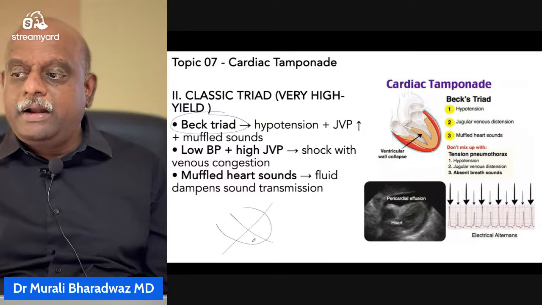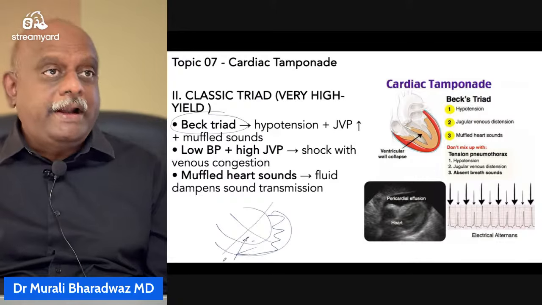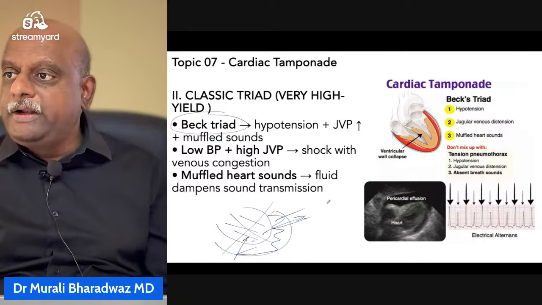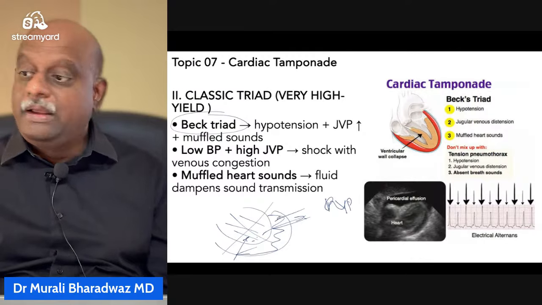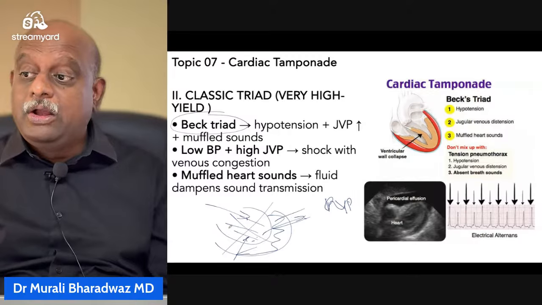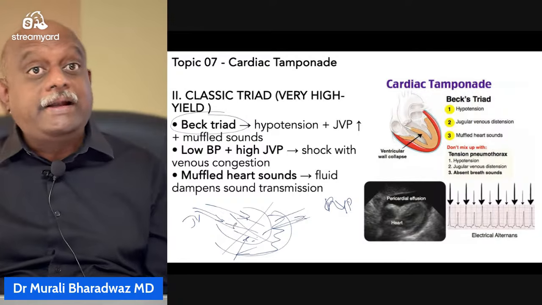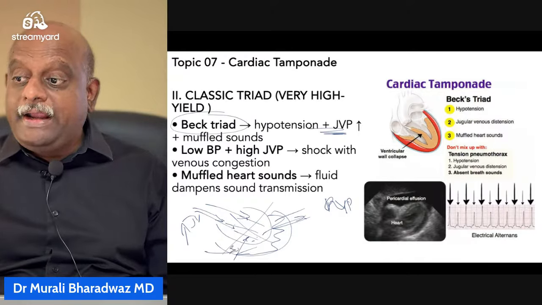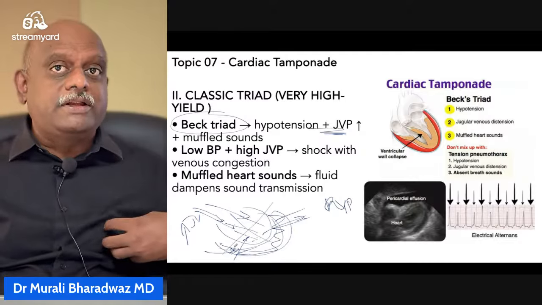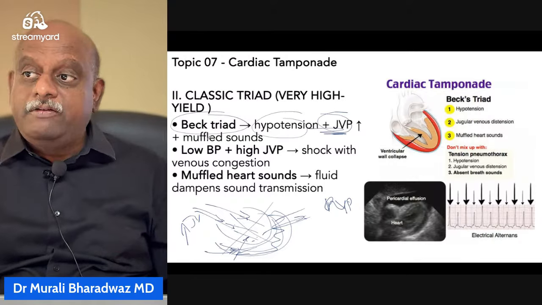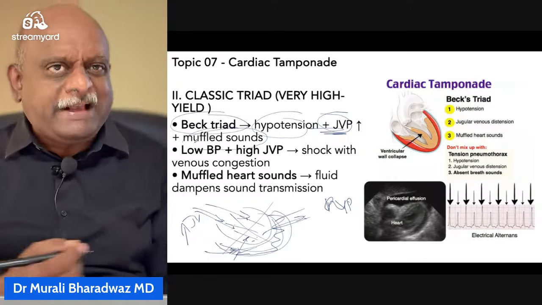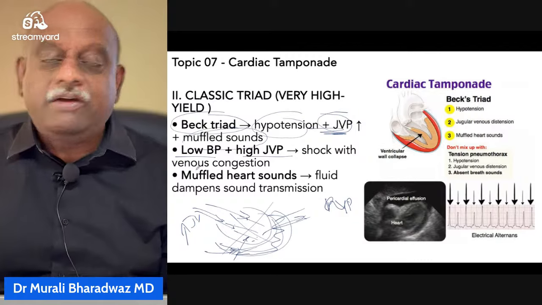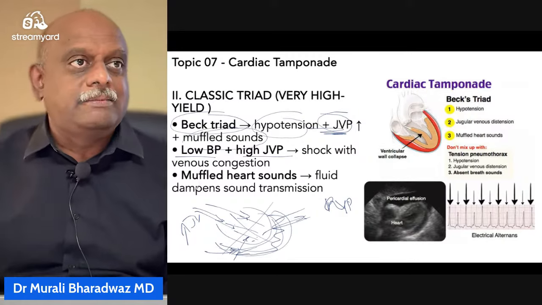Because of the pericardial tamponading effect, the ventricles got collapsed, that decreased the cardiac output, leading to the hypotension. And because the filling is not happening, all the blood coming from the jugular vein could not enter into the right atrium, the jugular venous pressure is elevated. And when you are trying to auscultate, because of this fluid, there is a muffling of the sounds. So hypotension plus elevated JVP with the muffled sounds is equivalent to the Beck's triad, is what you need to remember. So there is a low BP with a high JVP is the classical feature, right?